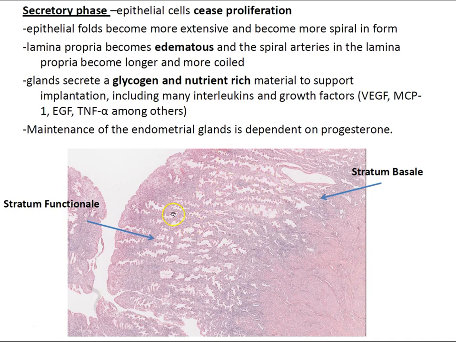The lamina propria becomes edematous, and the spiral arteries which are present in the lamina propria become longer and more coiled. The details of these changes you can see in your histology lab sessions. Now, these glands start secreting glycogen and nutrient-rich material to support implantation, and they include interleukins and various growth factors.